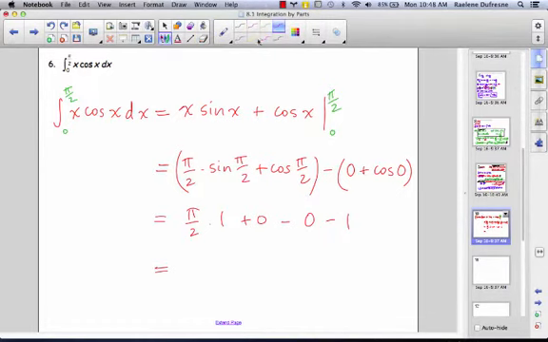Okay, so just go back to the cosine graph. And at 0, the cosine of 0 is 1. And so our final answer is pi by 2 minus 1, and we're happy with that. This number is greater than 0 because pi is approximately 3.14. Half of that is 1.57. Minus 1 is about 0.57.